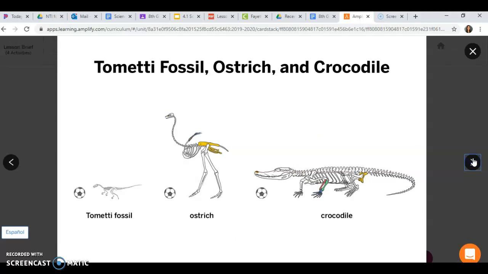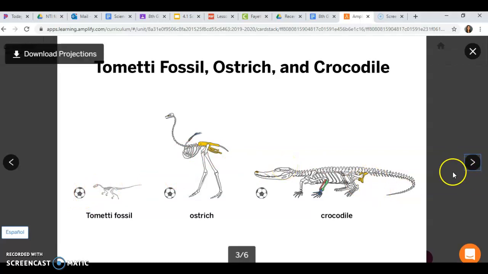The next thing is, like I already told you, you're comparing the Temeti fossil with our ostrich and crocodile and deciding which one you think it's more closely related to. Remember, they put these little soccer balls in here to help you kind of get an idea of the size. So this fossil is not much bigger than a soccer ball, so that's pretty small compared to these two, which are a lot larger. And you can kind of take some other observations about that too.